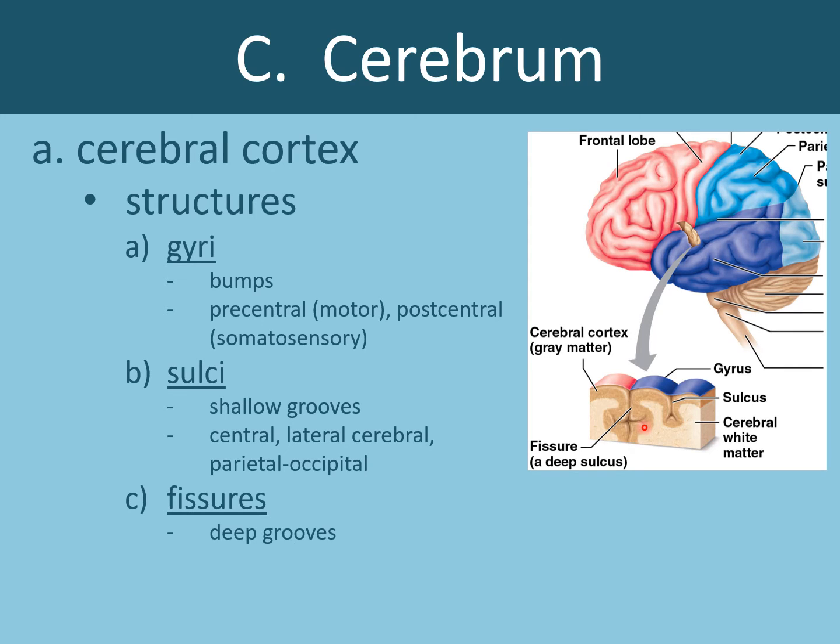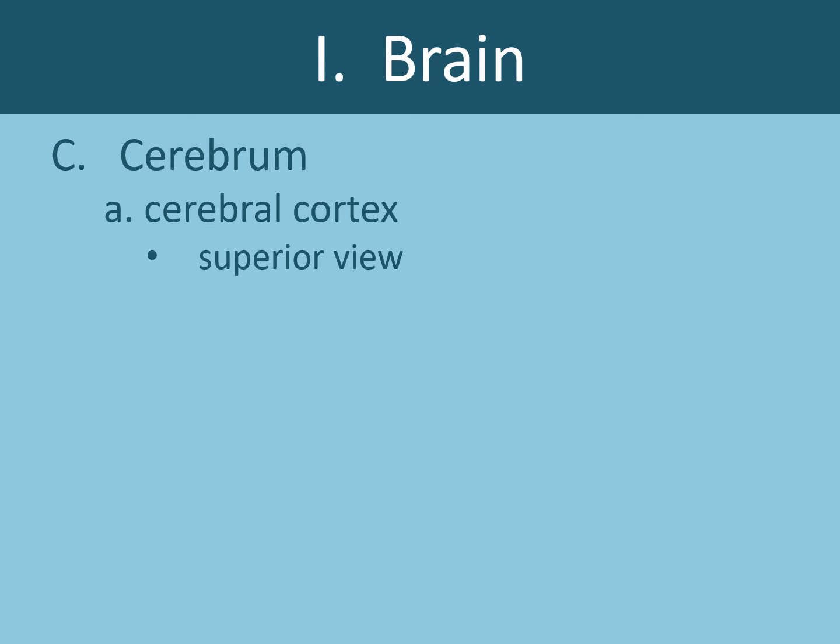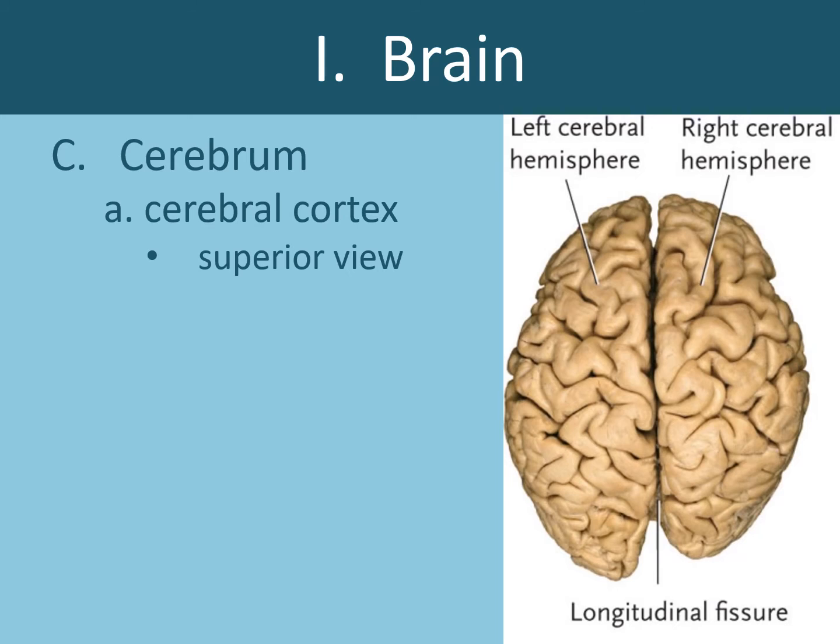Finally, we have fissures. A fissure is a much deeper groove than a sulcus. There is one particularly important fissure that's very predominant on the cerebral cortex of the brain, and that's the longitudinal fissure. The longitudinal fissure divides the brain into its left and right hemispheres. Here is a superior view of the cerebral cortex. You can clearly see the longitudinal fissure down the midline of the brain, dividing the cerebrum into the left and right hemispheres.